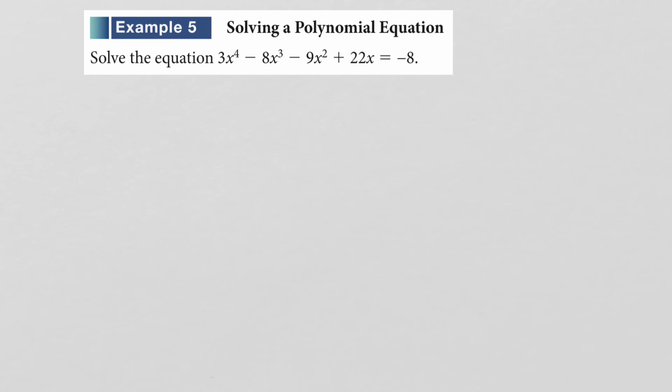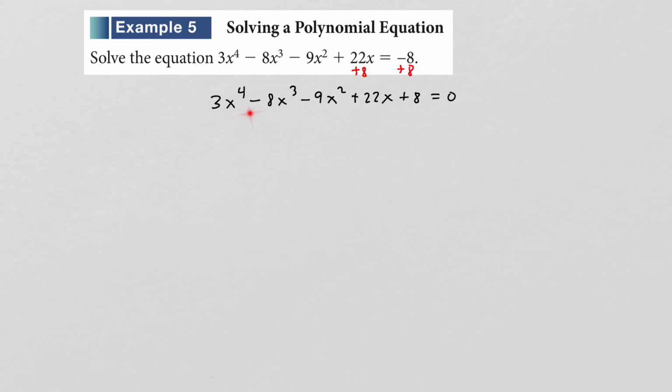In our last example, they ask us to solve the equation 3x to the fourth minus 8x cubed minus 9x squared plus 22x is equal to negative 8. So the first thing I'm going to do when I have a higher degree equation like this is I'm going to set the equation equal to 0. To set this equal to 0, all I need to do to both sides here is add the number 8. And when we do that, we end up getting this equation.